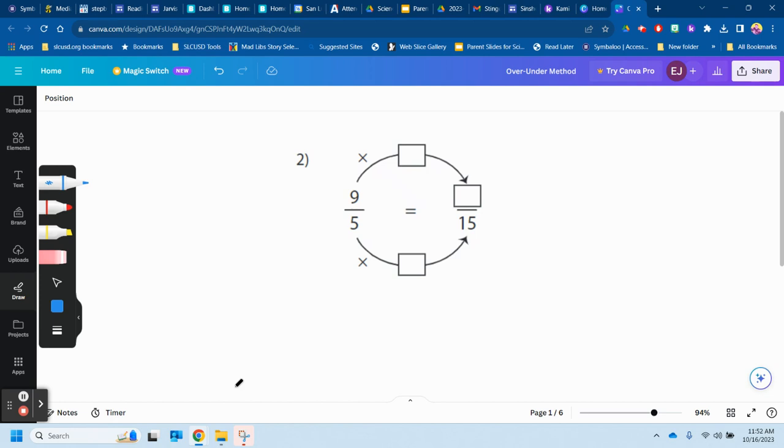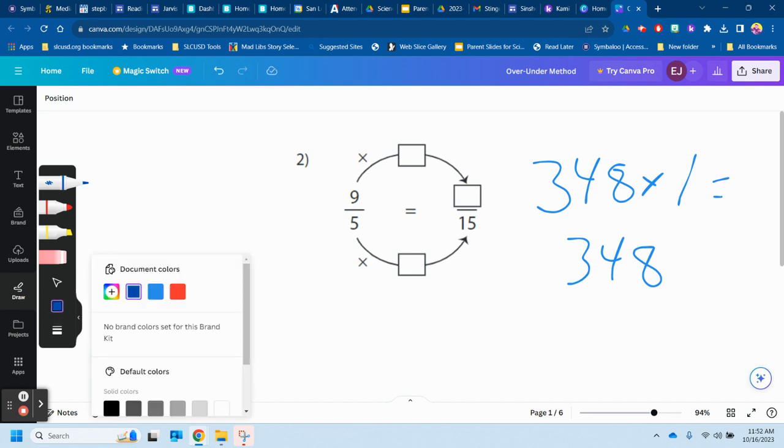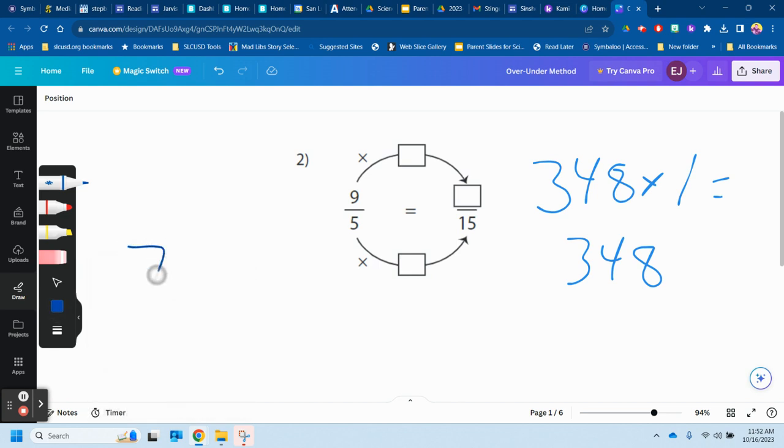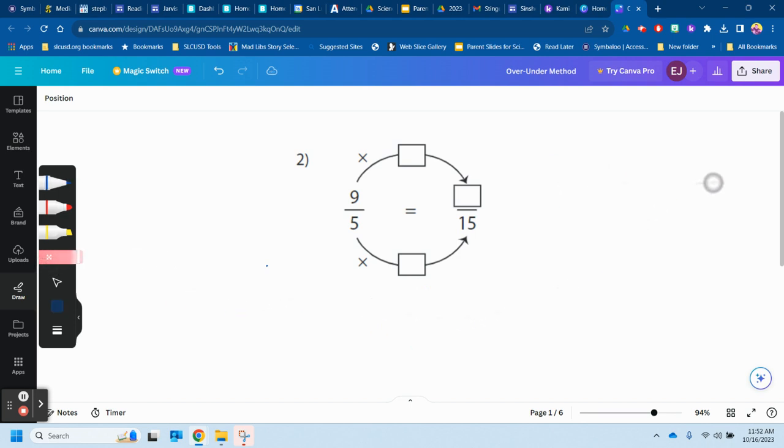We went over the term: if we have a number like 348 and we multiply it by 1, we don't change its value. It's still 348. Likewise, if we divide a number by 1, we don't change its value. So let's say we have a number like 763 divided by 1 equals 763. So multiplying or dividing a number by 1 does not change its value.